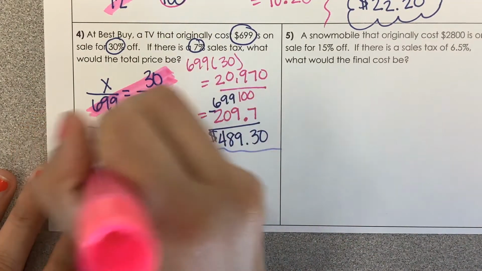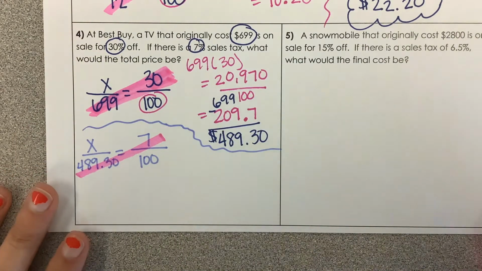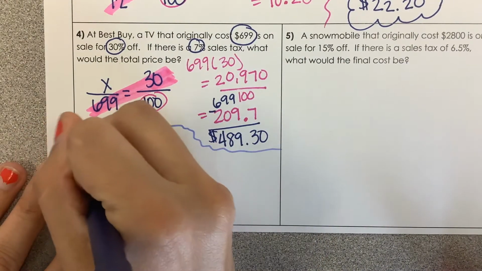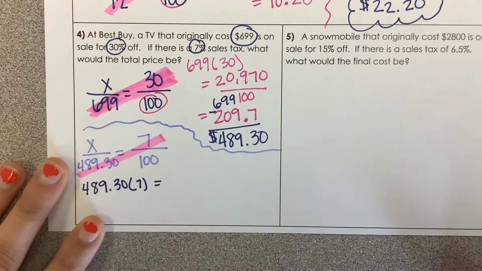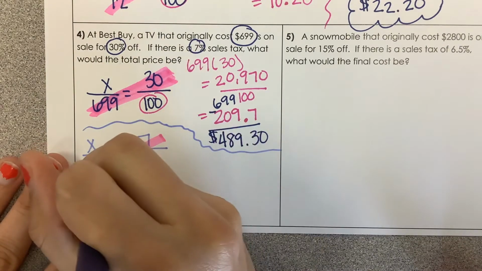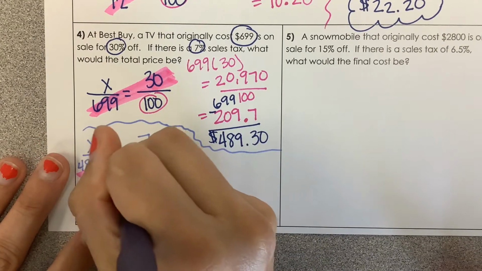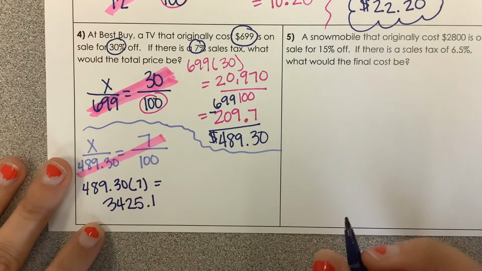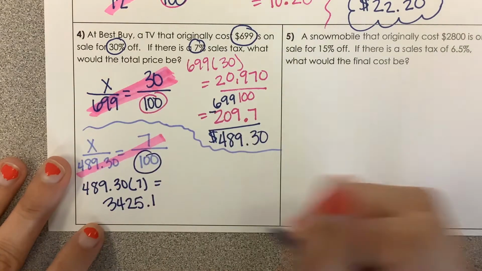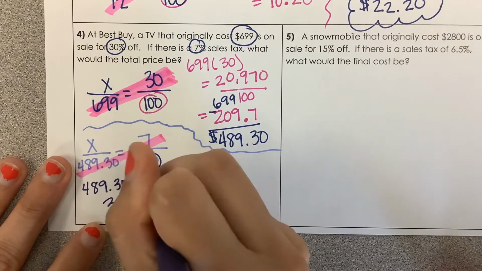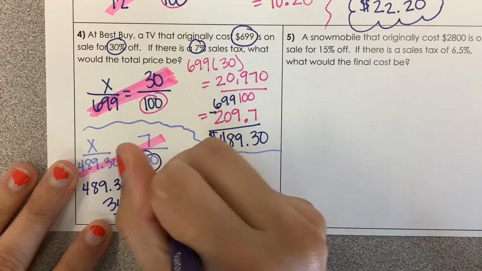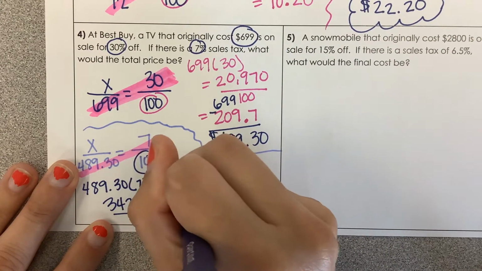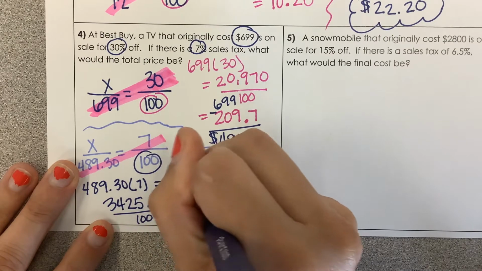So I'm looking at my diagonals. I'm going to multiply $489.30 times 7, and I get 3425.1, and dividing by 100 equals $34.25 when we round.